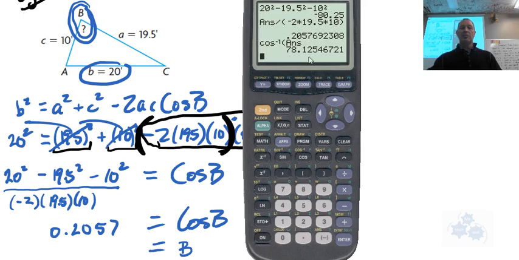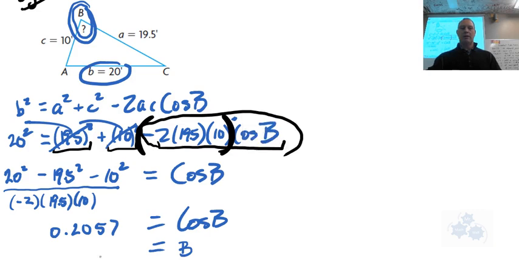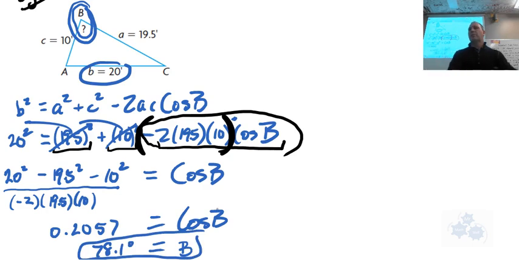So 78.125. Did anybody else get that? 78.125 or 78.1 degrees. Okay, so a couple extra steps there to solve for the angle, but totally can be done. No problem. Questions?